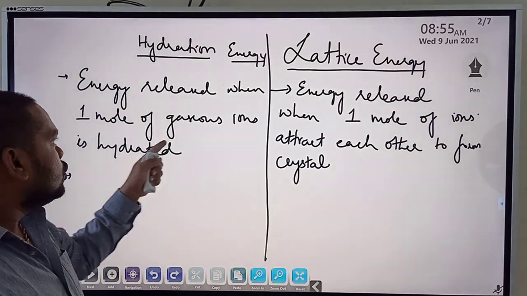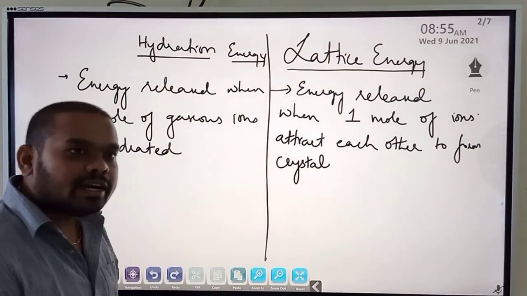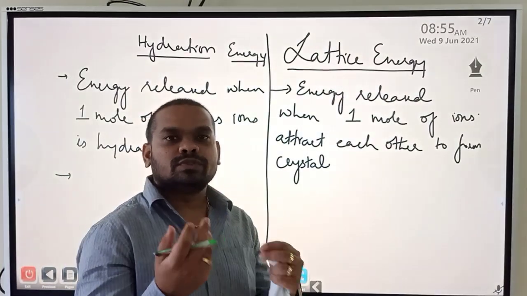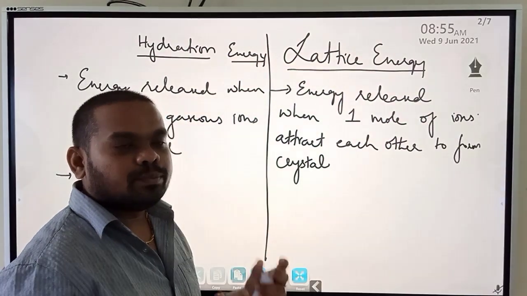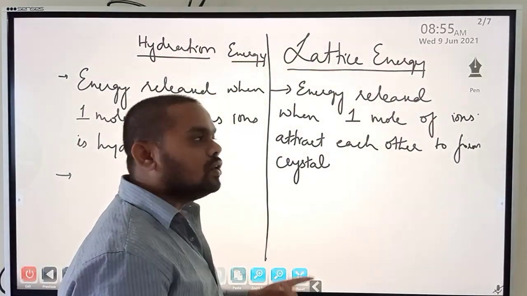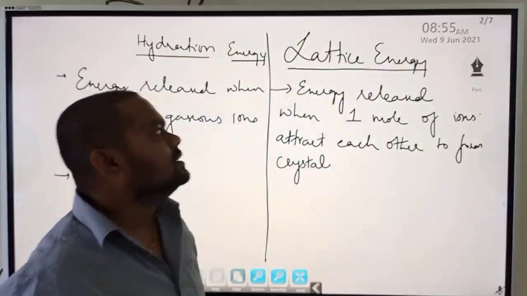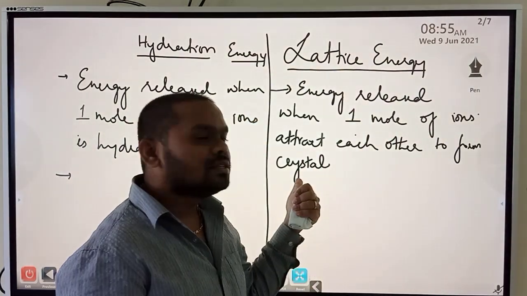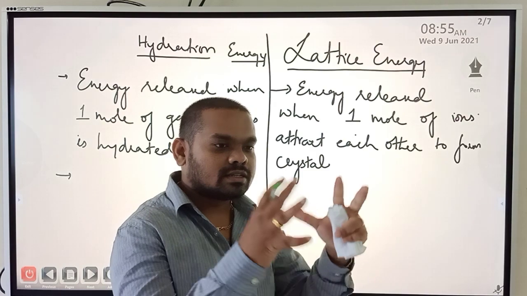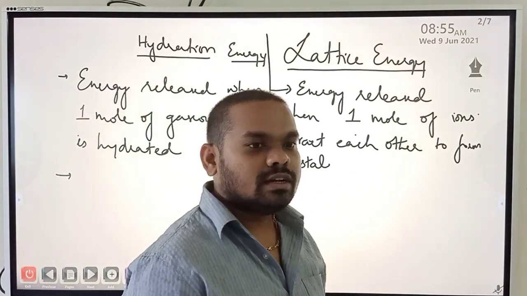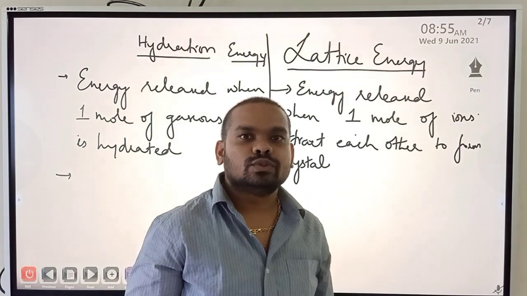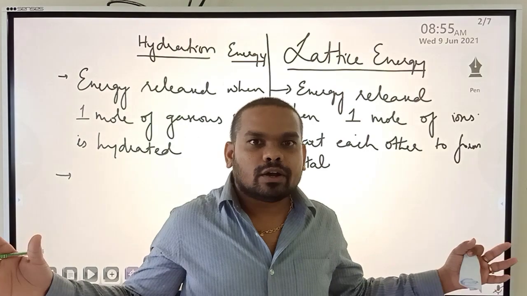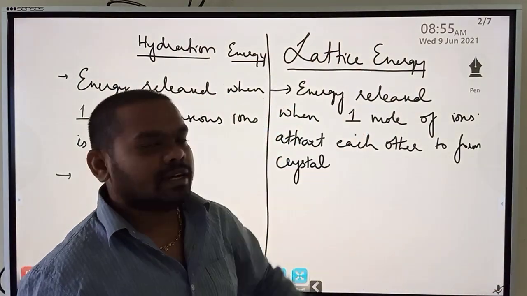So hydration energy, that is what we have studied so far, is the energy released when 1 mole of gaseous ions is hydrated. Hydrated meaning it is surrounded by water molecules. When one species is surrounded by water molecules, we call it hydration, and the energy released is called hydration energy. Lattice energy is the energy released when 1 mole of ions attract each other to form a crystal, like an NaCl crystal. If you have seen sodium chloride crystal, like the normal salt you use, no? To form one mole, not one molecule, 1 mole of sodium and chloride ions are attracted towards each other and energy is released. That is called lattice energy.